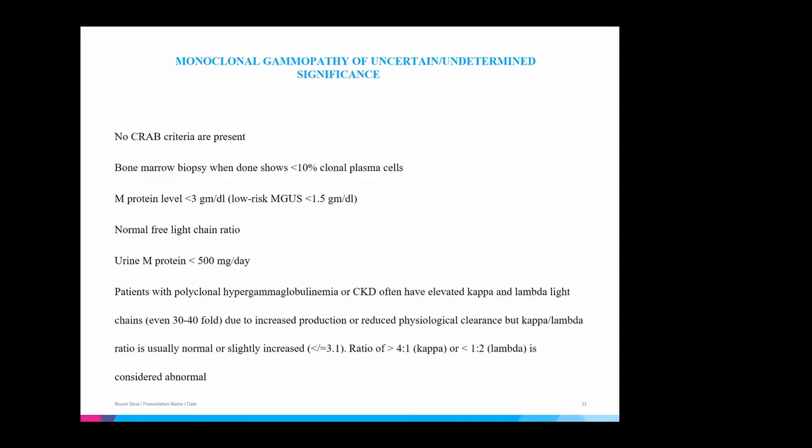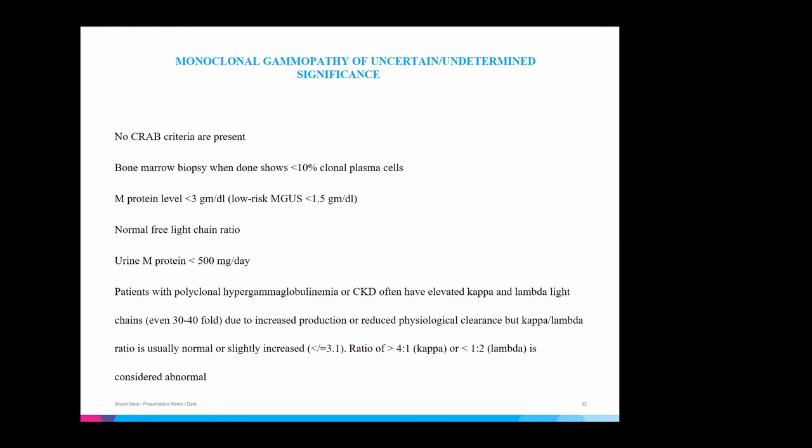So how are we sure that the patient has MGUS? Patient can't have any CRAB criteria. A bone marrow biopsy, when done, is going to show less than 10% plasma cells. But in practice, these patients, if they meet the other criteria for MGUS, with the possible exception of the IgA patients, don't usually come to bone marrow biopsy. The M protein level has got to be less than 3 grams per deciliter, and the low risk MGUS patients have M proteins of less than 1.5 grams per deciliter.